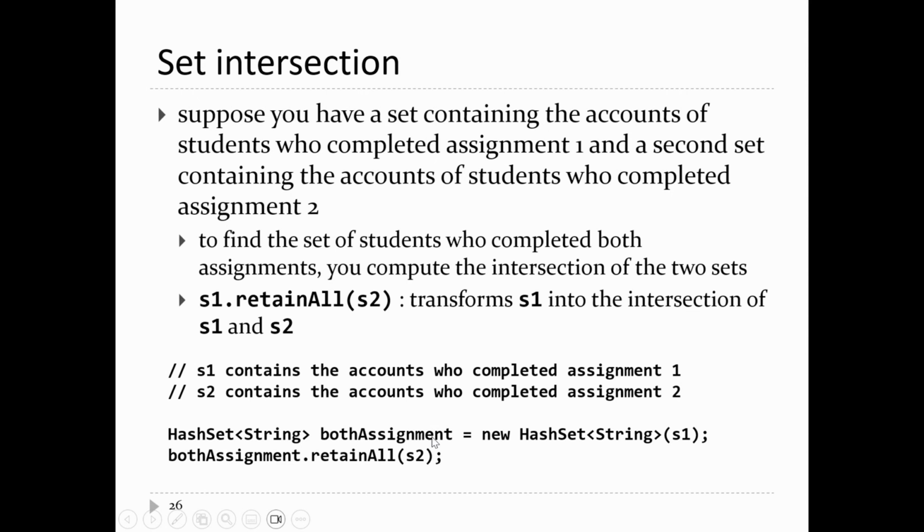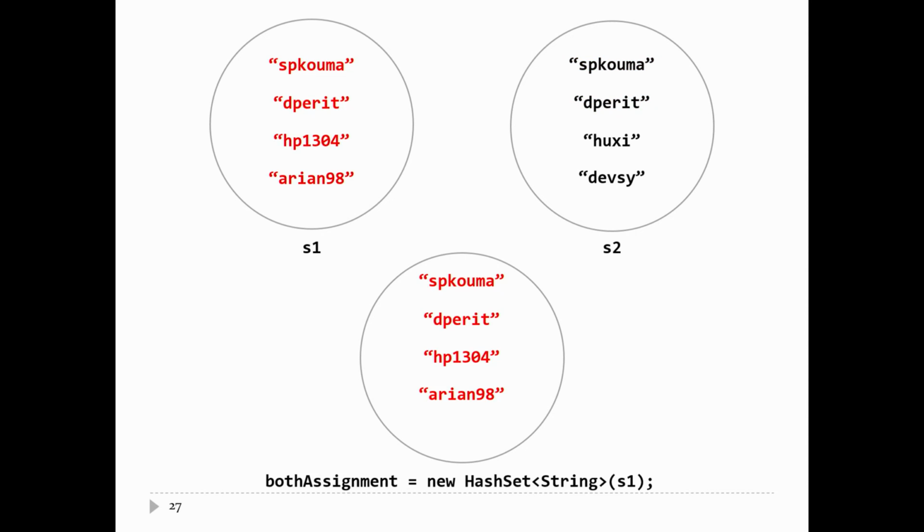So for the set of students who completed both assignments, I'm just going to start by copying the first set, and then call retainAll, passing in the second set. So picture what this looks like. Here we go. That's a copy of that. Now we're going to look at the elements that are here, and the elements that are here, and we're only going to keep the ones that are in both.